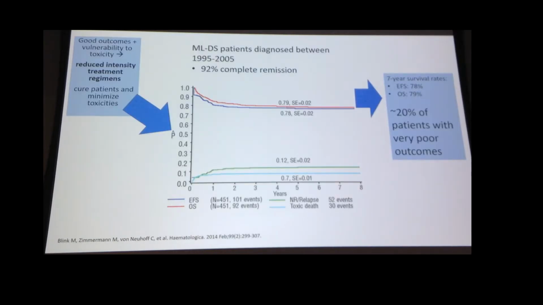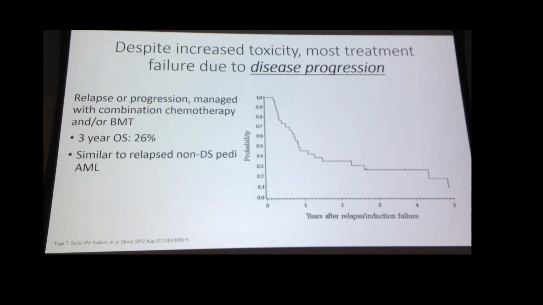So our job in this case is to figure out which kids have this bad prognosis and which kids have a better prognosis and can be treated with these reduced intensity chemotherapy regimens. Just really quickly to hit this point home, this is the summary of a small study of kids with Down syndrome with acute leukemia who either had relapse disease or refractory disease. And this study found that no matter what you treated these kids with, whether you gave them BMT or intense chemotherapy, 3-year overall survival was only about 26%.